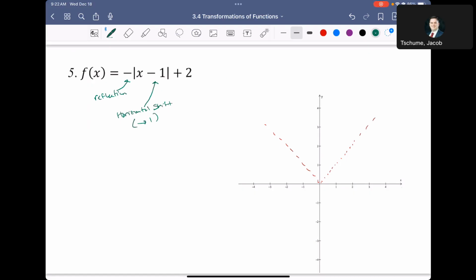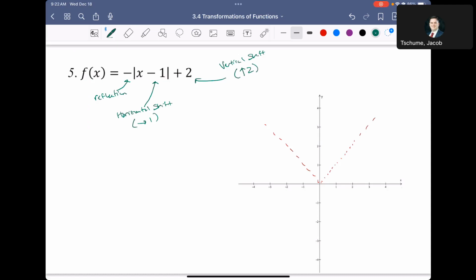And then finally, you've got this +2 on the end, which is what we call a vertical shift. No tricks on this one. It's a +2, so we will shift the graph up. So you've got to perform all 3 things at once here.